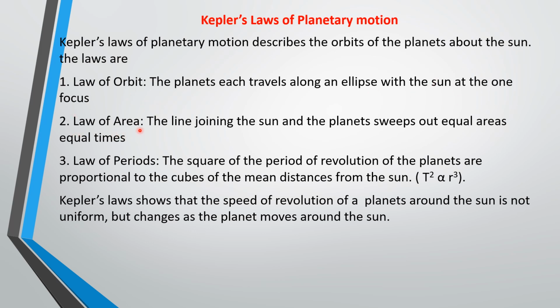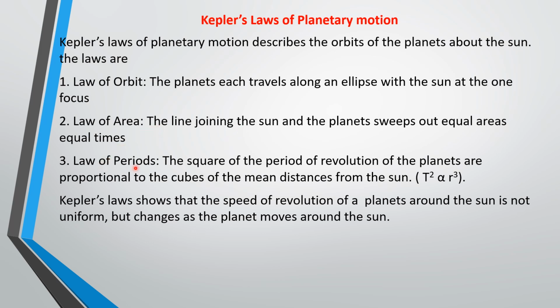Then the law of area: the line joining the sun and the planet sweeps out equal areas at equal times. Okay, so this is the second law of Kepler.